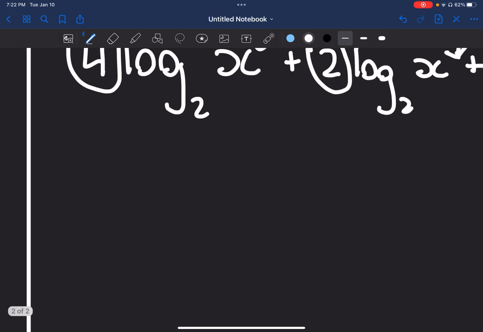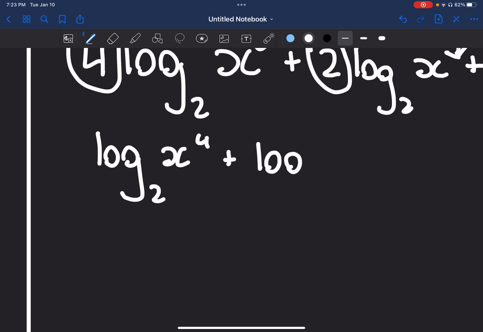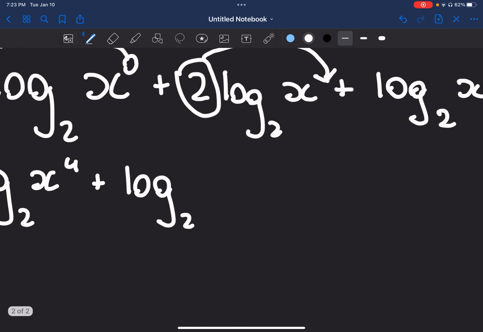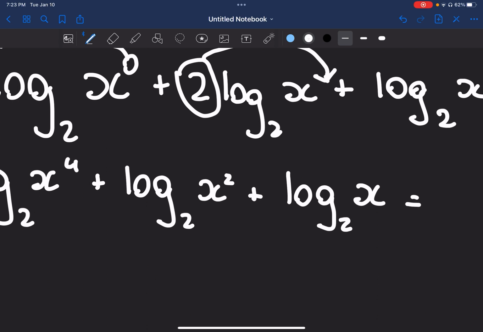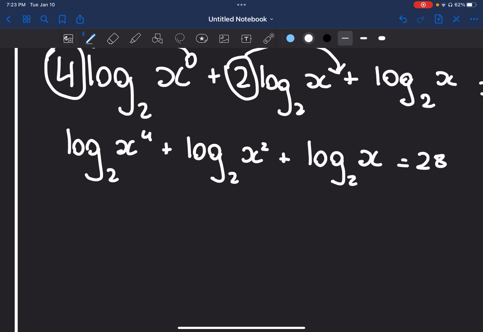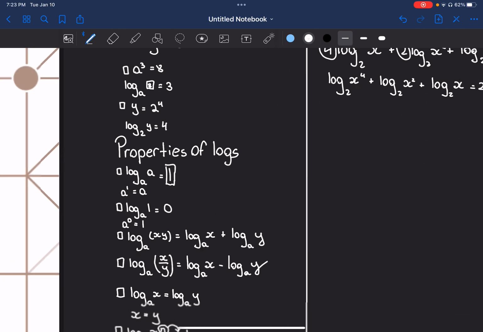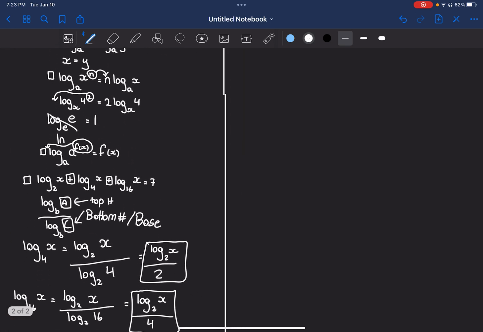Yes, we can. So now rewriting this equation, we'll have log base 2 of x to the 4 plus log base 2 of x squared plus log base 2 of x, and that will be equal to 28. Now, at the very beginning, I said that if we had the same base, we could multiply x to the 4 times x squared times x, because this is one of the first properties of logs that I showed, right? I'll go back to it right now.